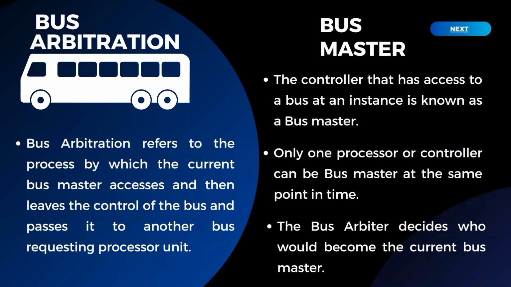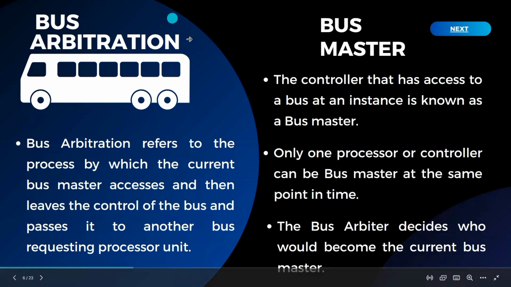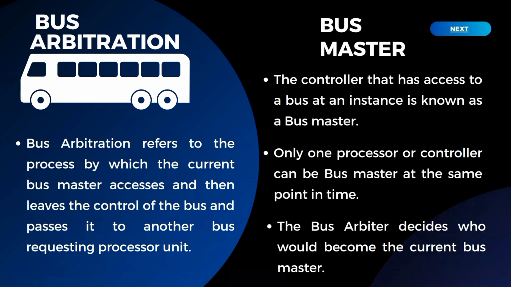Multiprocessing systems: in multiprocessing systems, multiple processors need to communicate with each other to share data and coordinate processing. Bus arbitration allows multiple processors to share access to the bus, and communicate with each other and with shared memory. Input-output devices such as keyboards, mice, and printers need to communicate with the processor to exchange data. Bus arbitration allows multiple input-output devices to share access to the bus to communicate with the processor and memory.